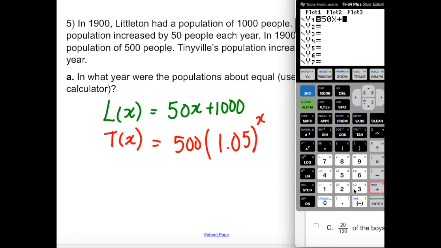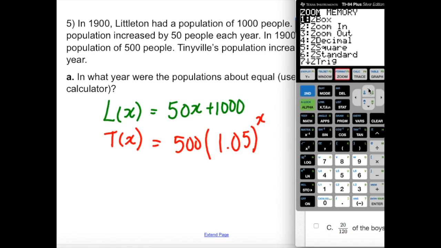And basically plug in those two functions. So 50x plus 1000, and then T of x is, put it in Y2, which is 500, and then in parentheses 1.05 to the power of x. And then hit graph. And it looks like it's not graphing because it's out of our window.